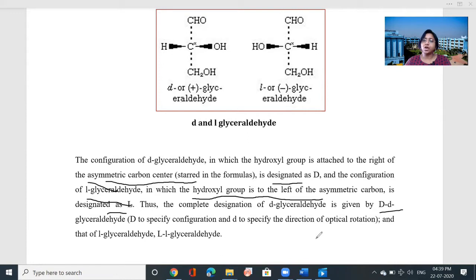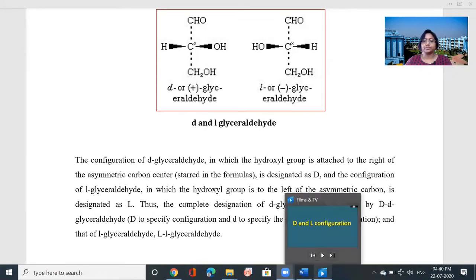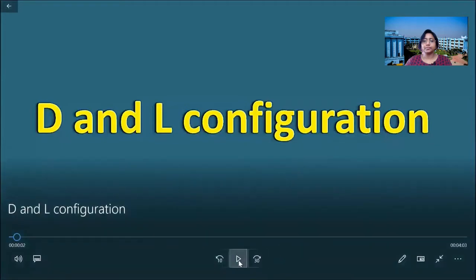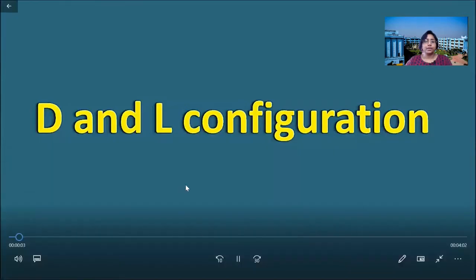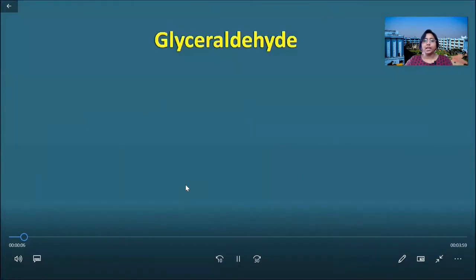specify the direction of optical rotation, and L-glyceraldehyde, Ll-glyceraldehyde. So here also the capital L shows the configuration and the small l represents the optical rotation. Now I will show one of the videos, so you will be more clear about Dd and Ll configuration. So this is the DL configuration.